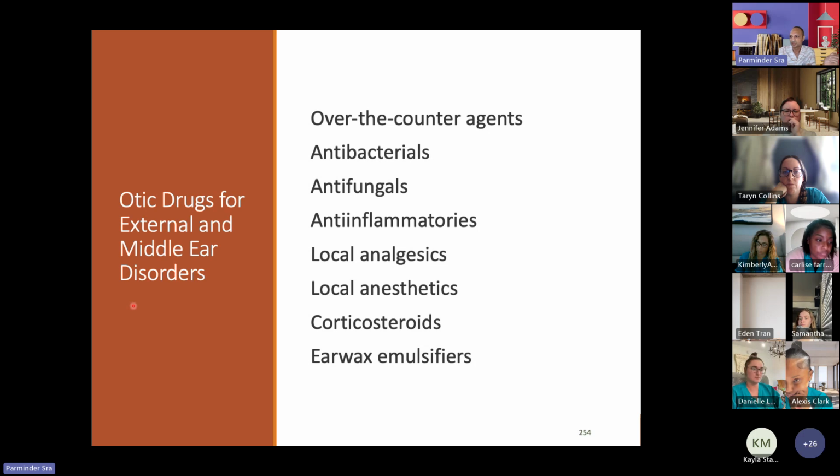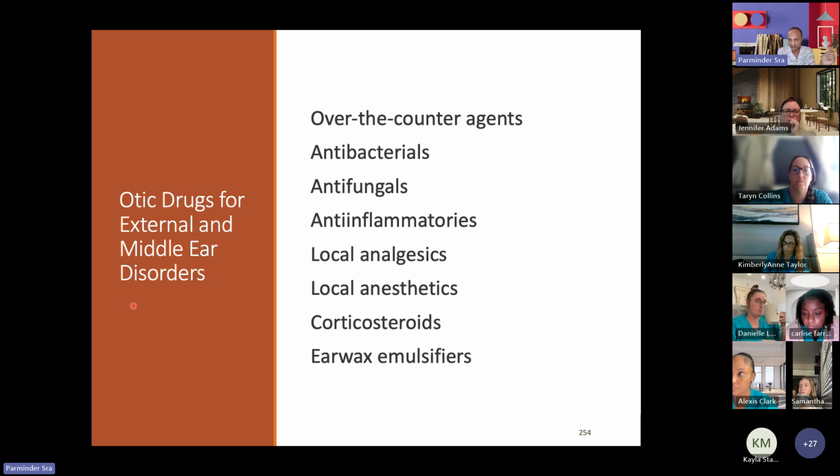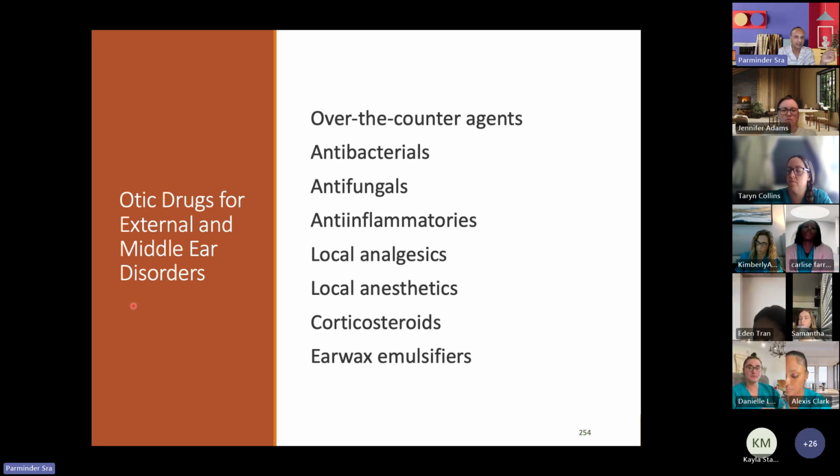These are the drugs we're just talking about. It could be for bacterial infections, antibacterial. If it's fungal, antifungal. If they have inflammation of the ear canal, anti-inflammatory. Certain conditions may require analgesics, anesthetics as well, and then corticosteroids to suppress the inflammation. And in case of cerumen buildup, earwax buildup, earwax emulsifiers are used, such as Debrox, carbamide peroxide.